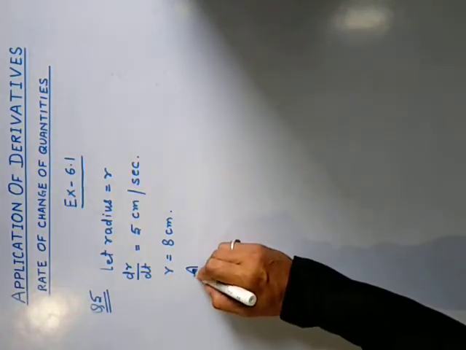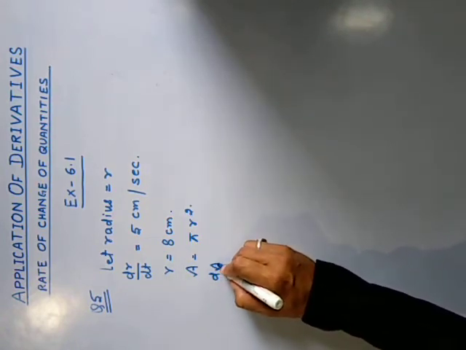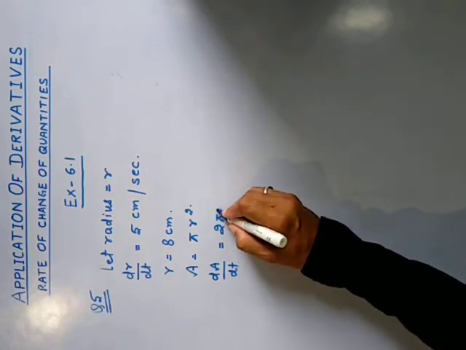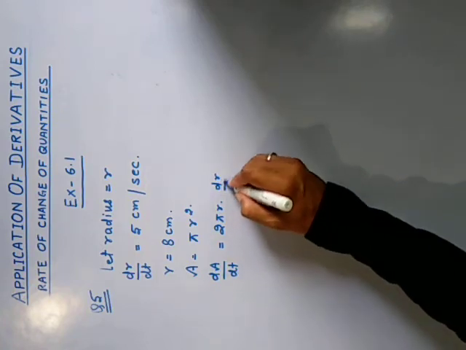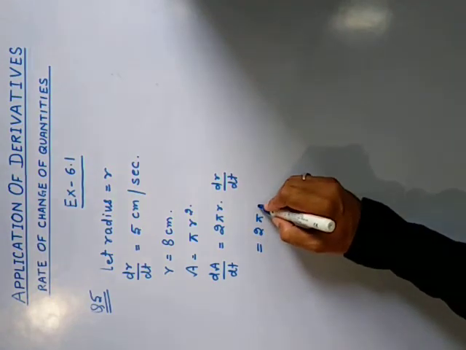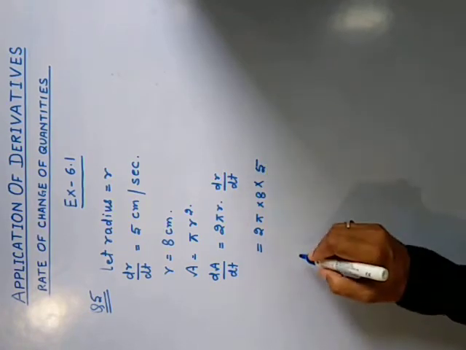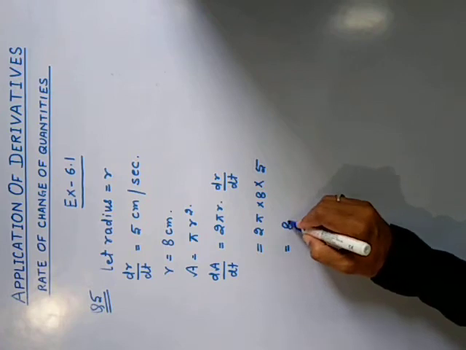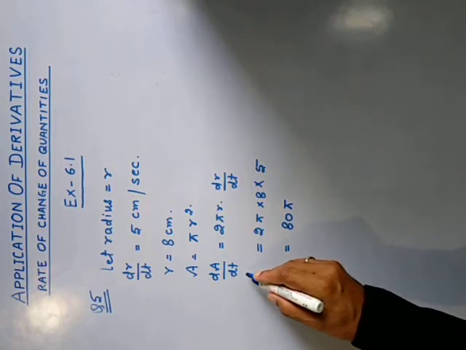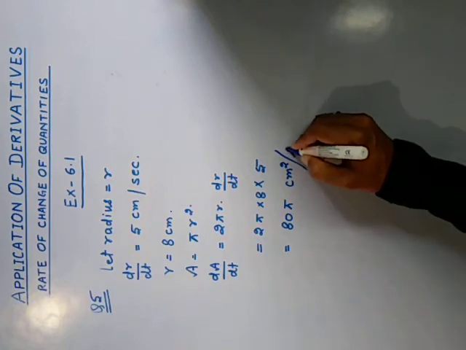So area of circle is pi r square. If we differentiate it with respect to t, dA over dt is 2 pi r into dr over dt. So 2 pi, radius is 8 and dr by dt is 5, which equals 80 pi, the rate of change of area with respect to time t. So unit is centimeter square per second.